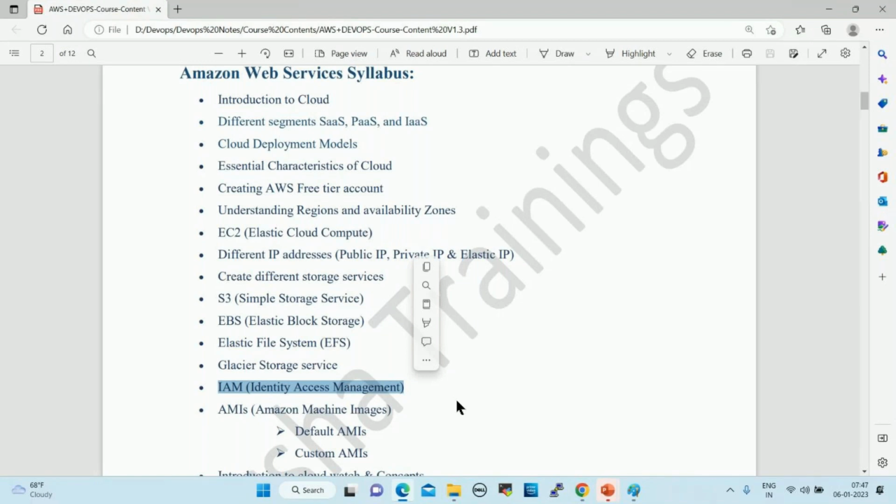IAM full form is Identity Access Management. So how to log in to the cloud platform by using an IAM account? How to create an IAM account? We'll see that practically. Okay.